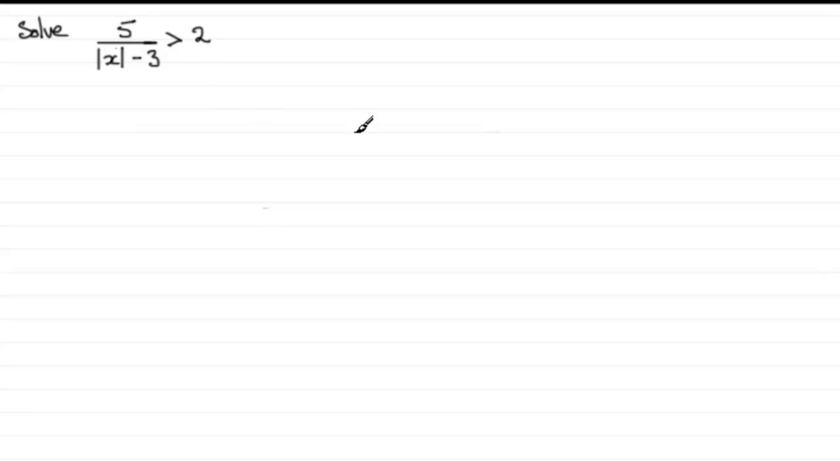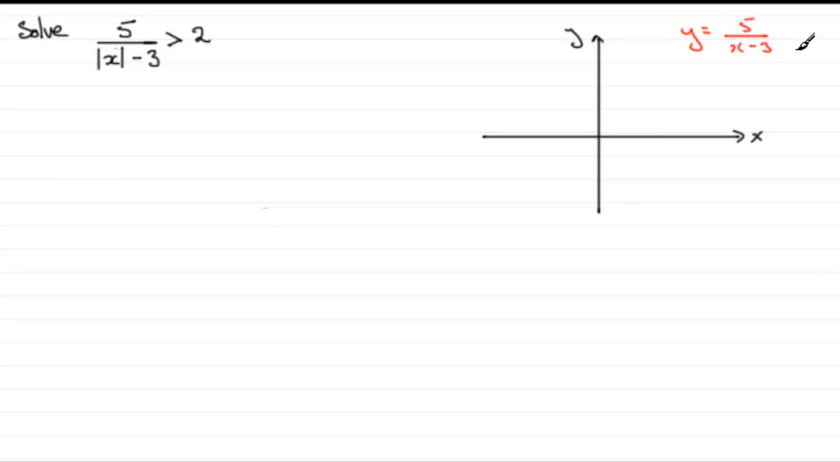So in this example, I'm going to draw the graph of y equals 5 over the mod of x minus 3, and also the graph of y equals 2, and then compare them. Now for the graph of 5 over the mod of x minus 3, if I was to take away the mod sign and just look at sketching the graph of y equals 5 over x minus 3, then this is a reciprocal based graph. I know that if it was 1 over x, it would be a graph like this.